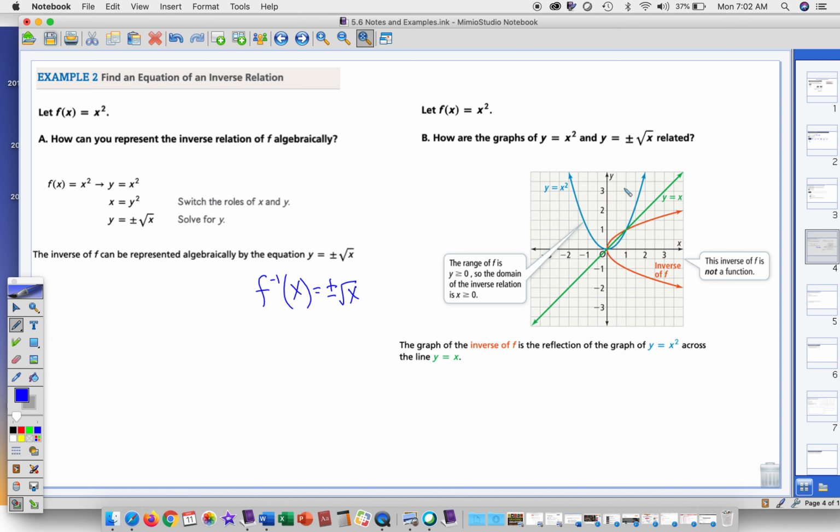If I look at the inverse, there's lots of places where if I draw a vertical line, I'm going to go through 2 points. That means it fails the test, so the inverse is not a function. So that's a really nice way, if you have the graph, to determine whether or not something is a function, okay, whether if it passes that vertical line test or not.